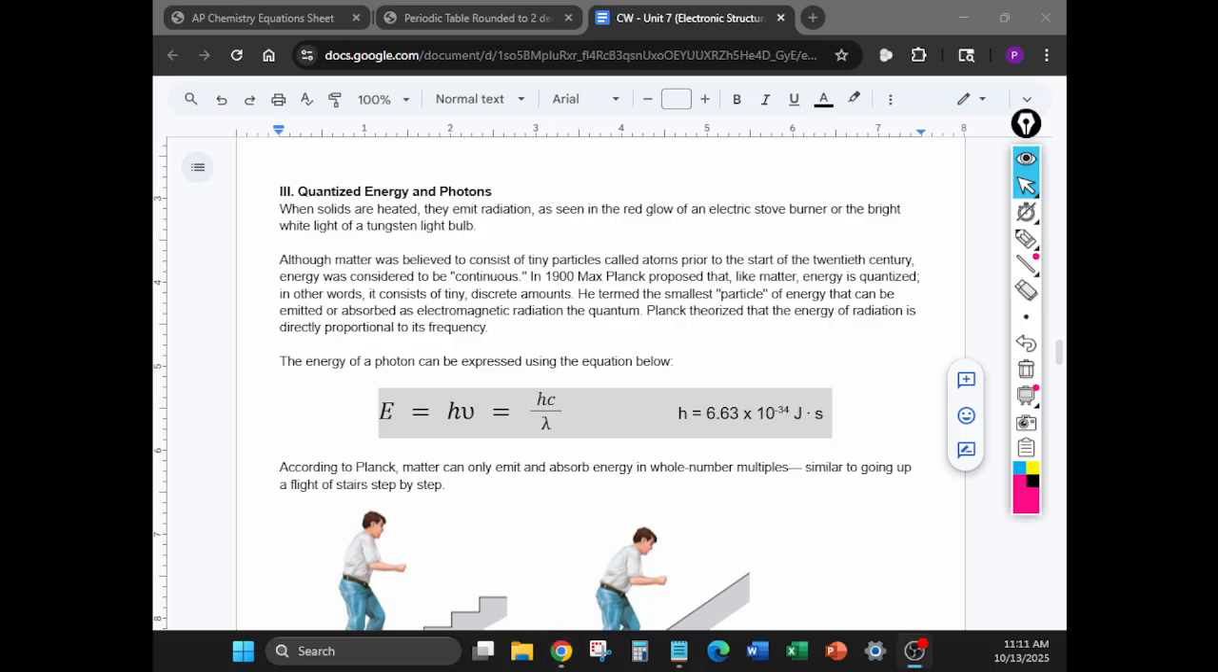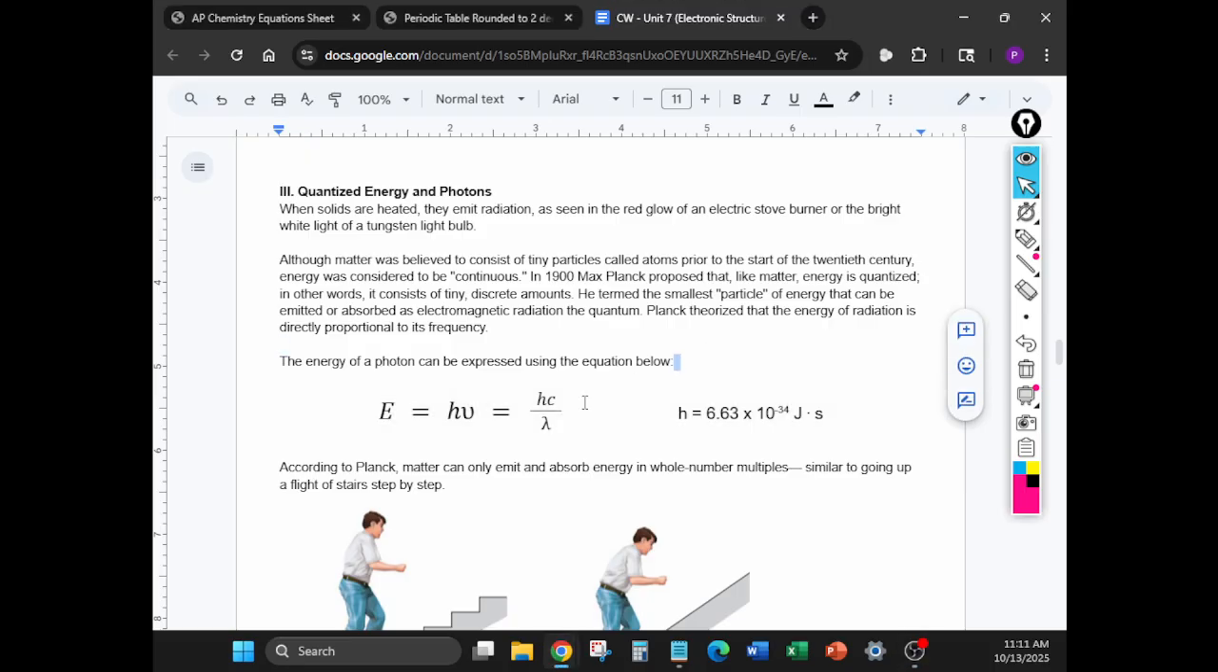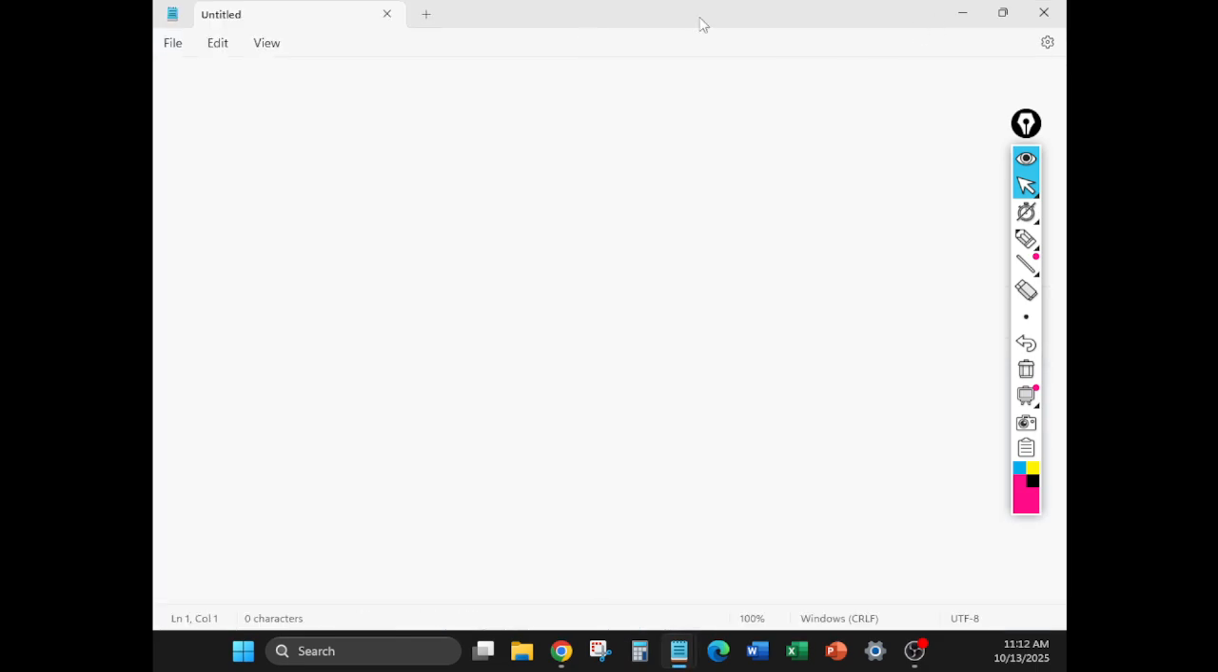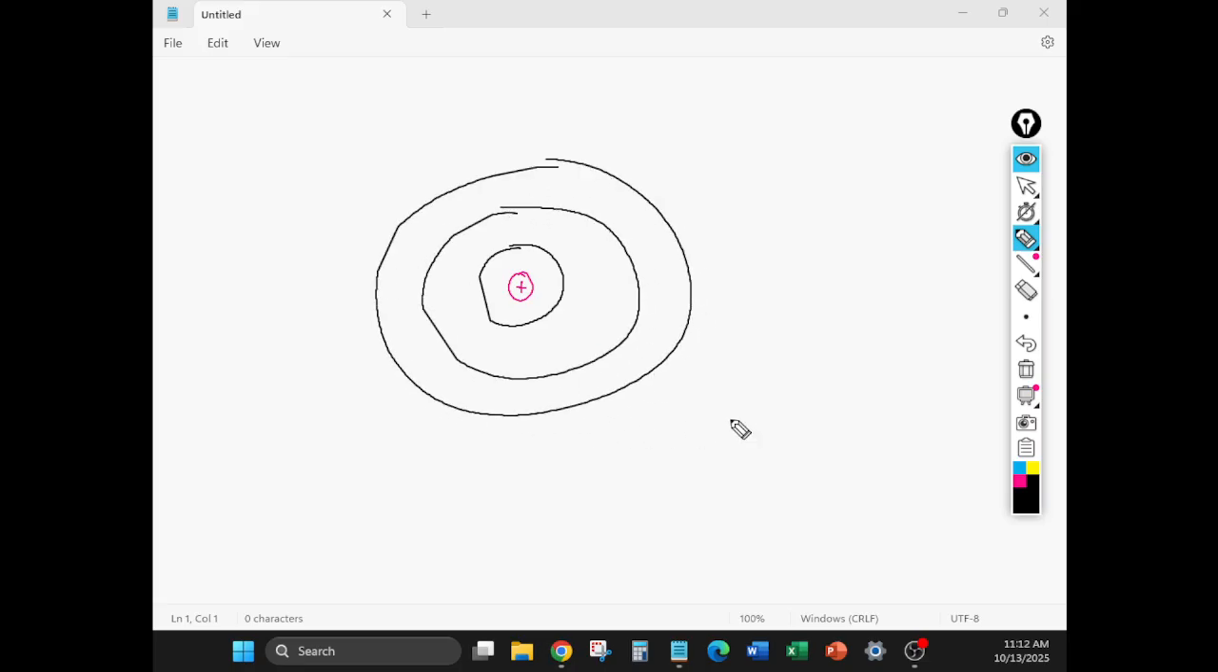Okay, guys, so let's talk about what quantized energy is, and I'll explain how it relates to this equation right here. So, quantized energy, very simply put, is basically saying that in an atom, the electrons have a certain amount of energy. Okay, so let me draw you guys an amazing, beautiful picture real quick. So we have an atom, and we have the nucleus, which is positively charged, right? And we have these shells that we just talked about.